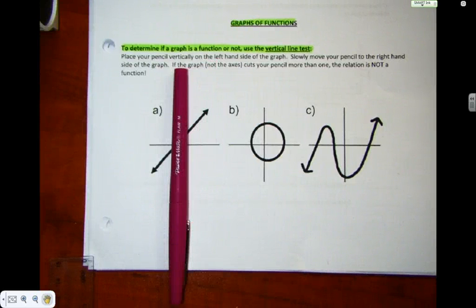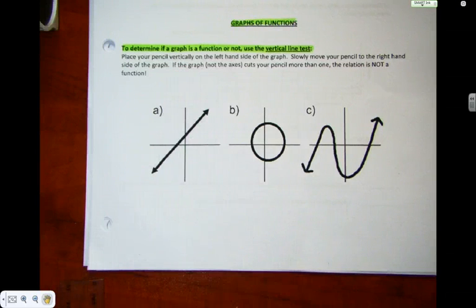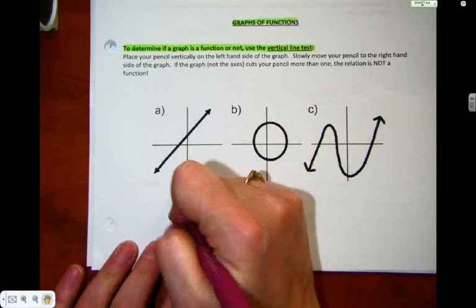It doesn't matter where I go, it's only ever going to cut through once. That means yes, it is a function, because we don't have an x value that's got two different y values. So if it only cuts through once, yes, this is a function.